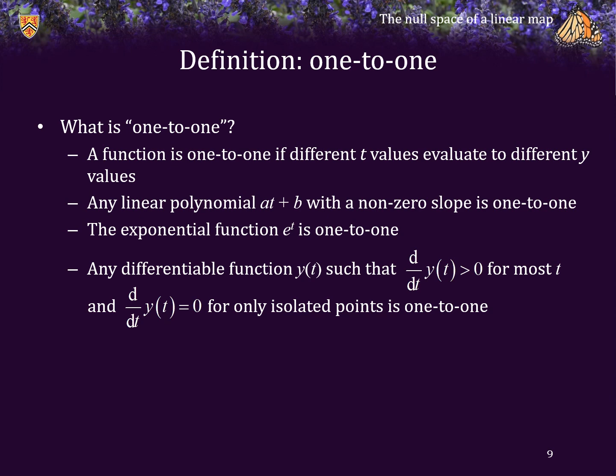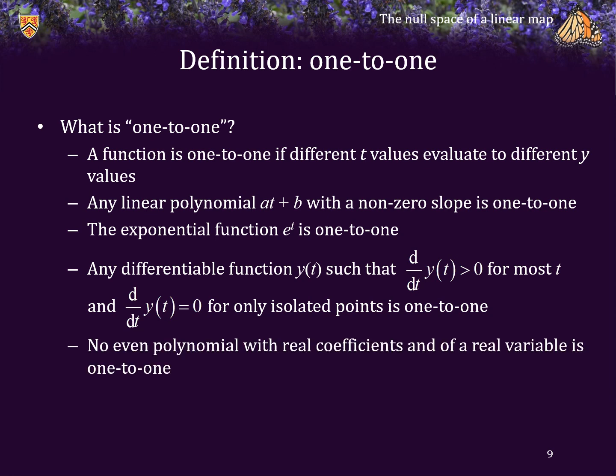Now, more generally, any differentiable function y of t such that the derivative is greater than 0 for most t and equal to 0 at most a finite number of isolated points, such a function is one-to-one. And of course, it's also true if the derivative is less than 0 for most t and equal to 0 only for a finite number of points as well.